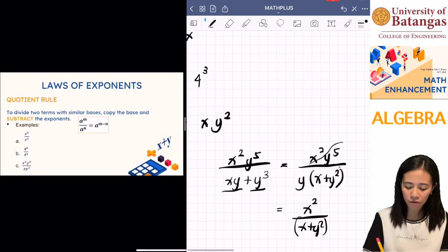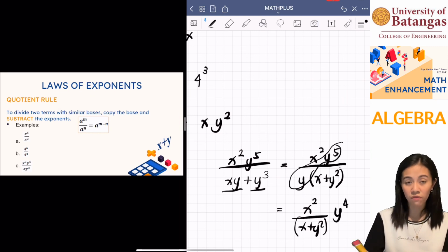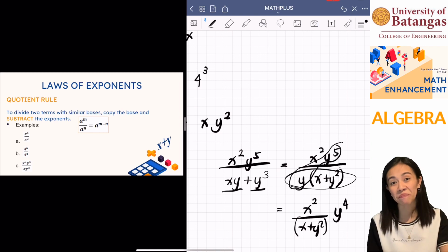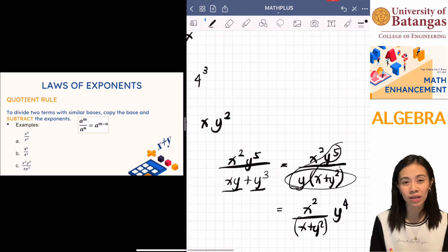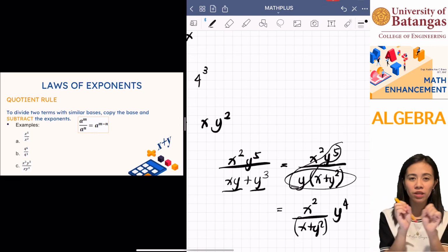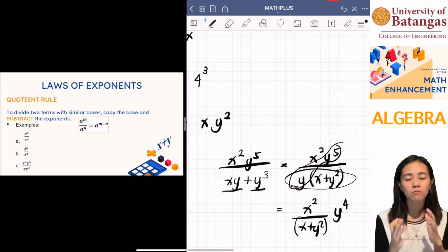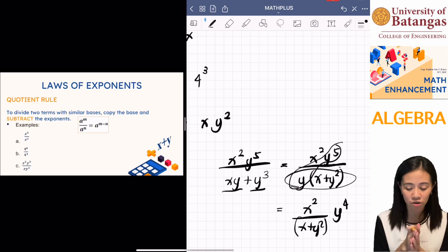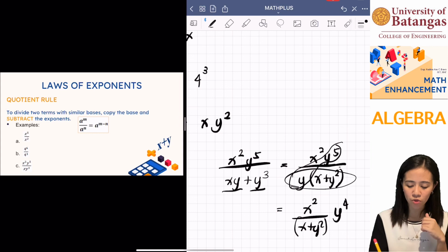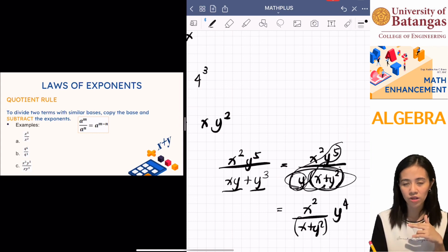Tapos yung y to the 5th at y, pwede ko siyang gawing y to the 4th because this will now be considered a single term na. Unlike kanina na binomial siya. Single term na siya ngayon or monomial na siya ngayon because they are grouped together. Or, tama, single term siya. More correct is single term na siya ngayon. Tapos they are bound together by multiplication. So ito, since hindi naman siya nakapaloob dito or it's not part of this other factor, pwede kong i-simplify ito.